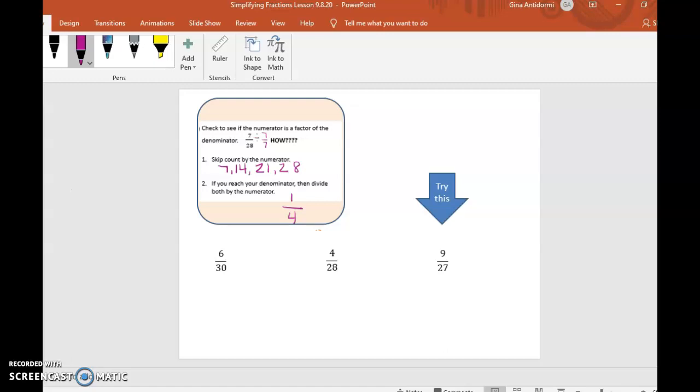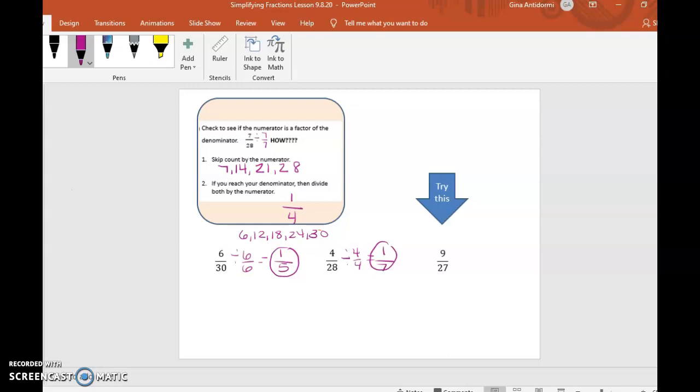Let's try this. So 6 is a factor of 30. 6, 12, 18, 24, 30. Good. So that means I can divide by 6. 6 divided by 6 is 1, and 30 divided by 6 is 5. It goes in 1, 2, 3, 4, 5 times. And the same thing here, I can divide both by 4, and we get 1/7. Right?